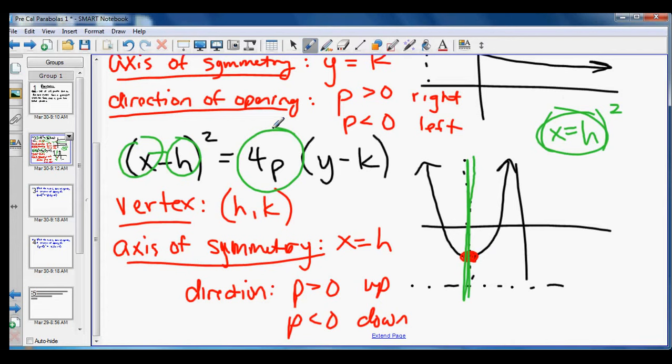So let's do some examples finding those three things: finding the vertex, the axis of symmetry, and the direction of the opening.